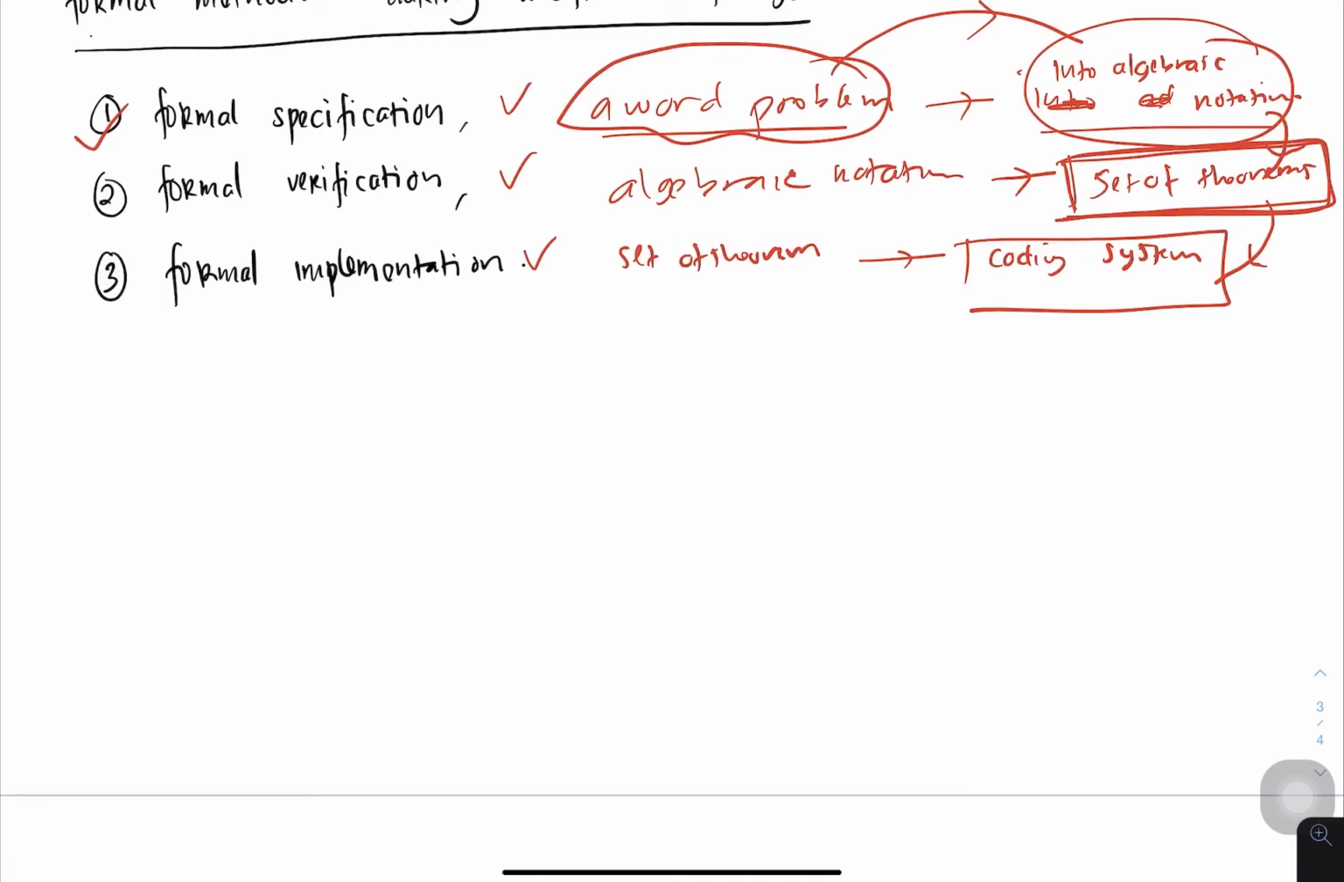So it is very important to make sure the formal method which you implement in the very first step here can convert your word problem into algebraic notation, and so on until the end.